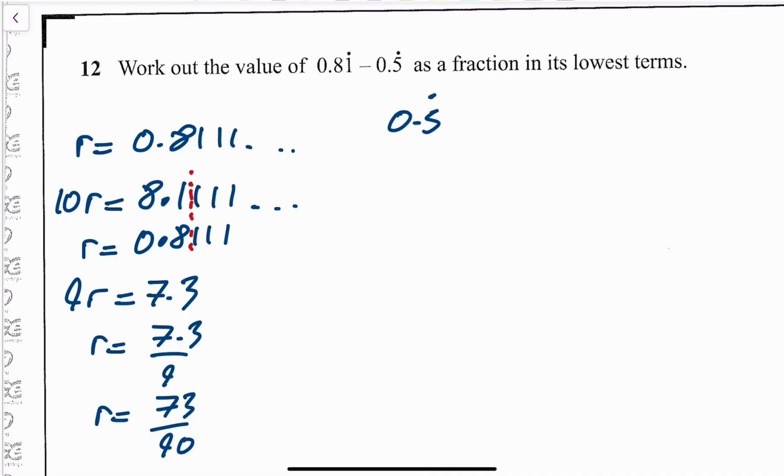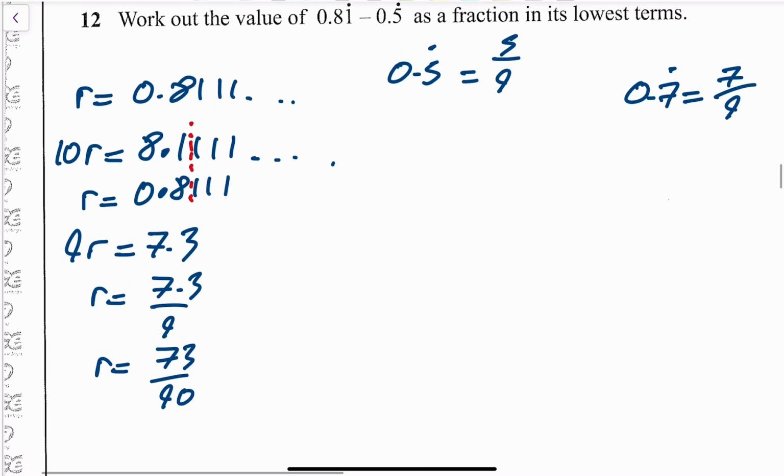The 0.5 recurring, you're going to save yourself a lot of time if you just learn that 0.5 recurring is 5/9. 0.7 recurring would be 7 over 9. So I would just learn that off.